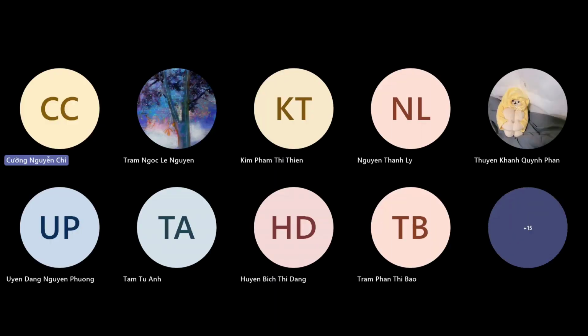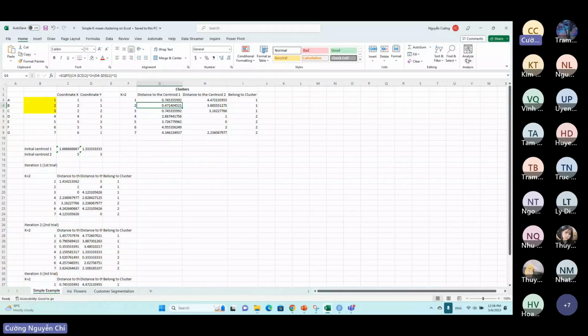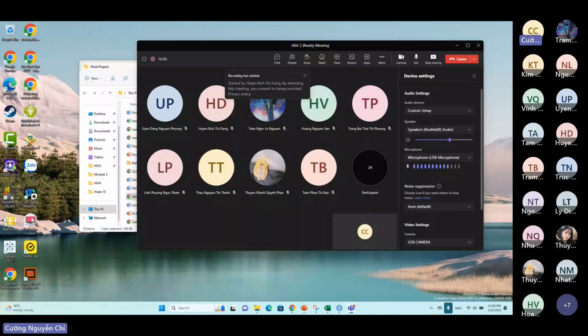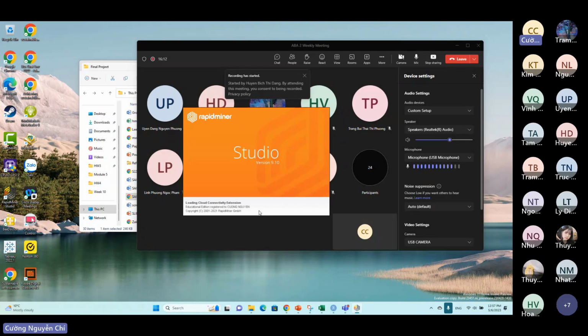This is for basic demonstration. Later in the course, we will also use the RabbitMiner. So I hope that you all have installed the RabbitMiner on your computer.